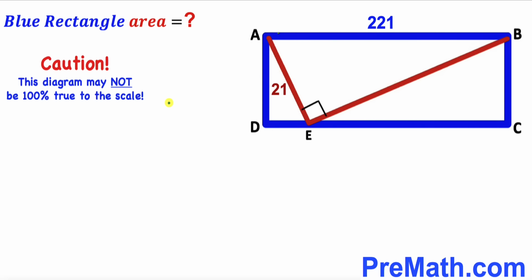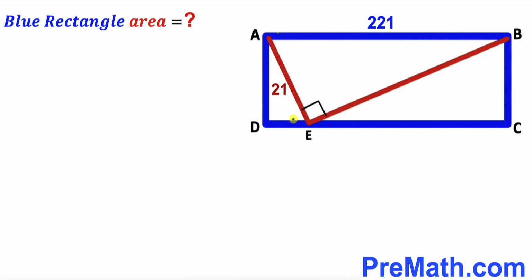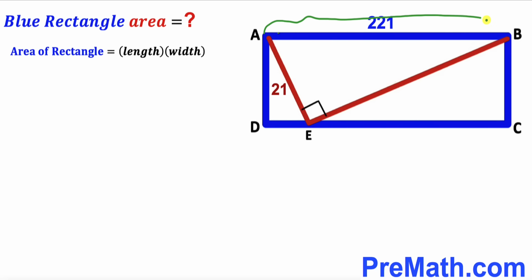Please keep in mind that this figure may not be 100% true to scale. Let's get started and focus once again on this blue rectangle ABCD. Since we want the area of this rectangle, let's recall the area formula: area equals length times width. In our case, the length of this rectangle is 221. However, the width is unknown.